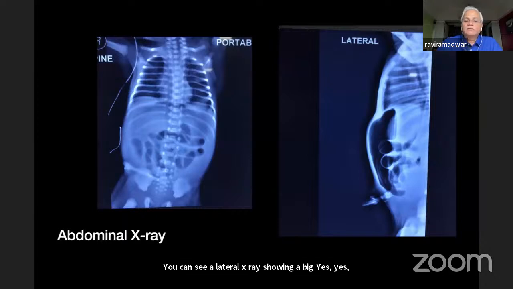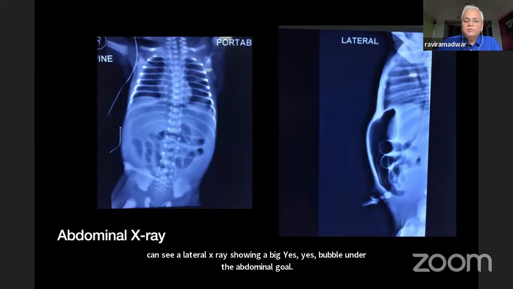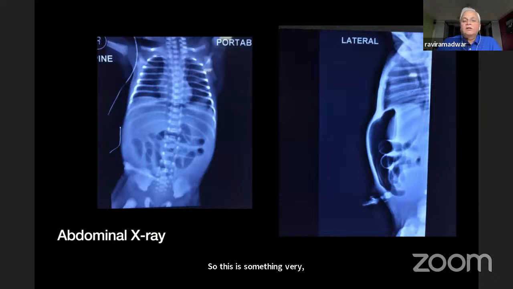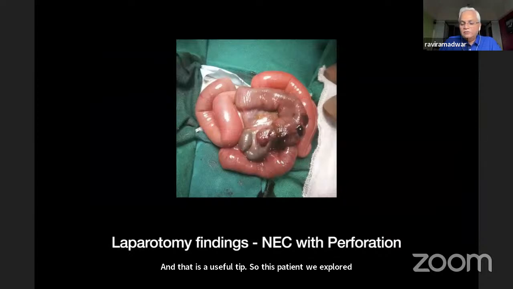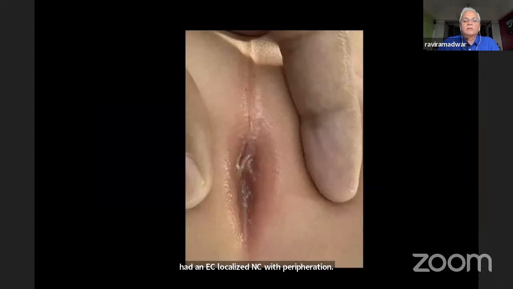So this is something very, very important. If in a supine position you are not able to appreciate free air in the abdomen, take a lateral shoot through, and you'll be able to see the air under the abdominal wall pushing the liver and the intestine down, which you can see here beautifully. So that is a useful tip. This patient we explored had NEC, localized NEC with perforation. We resected that area and everything settled down, and the patient was discharged later.